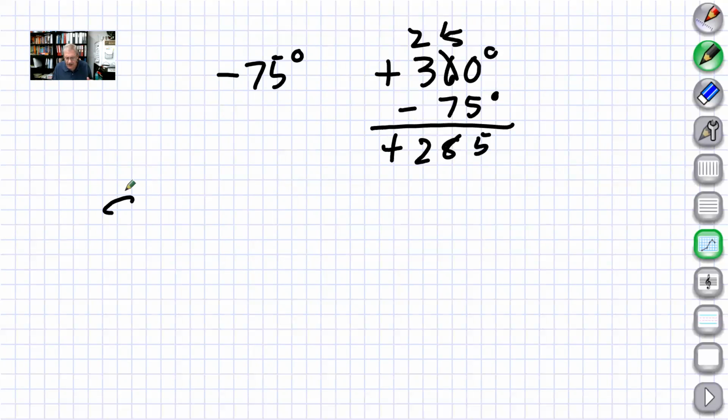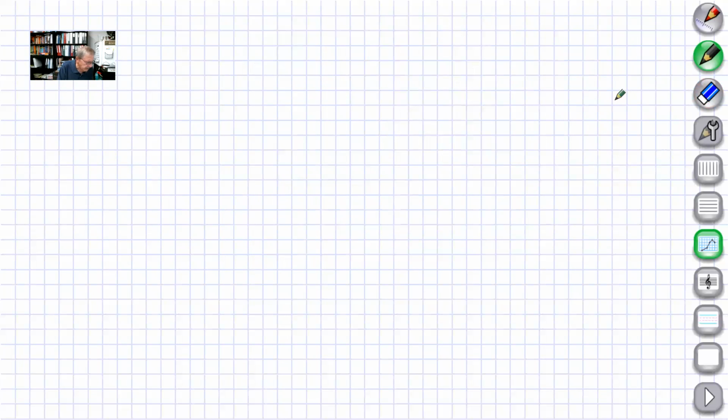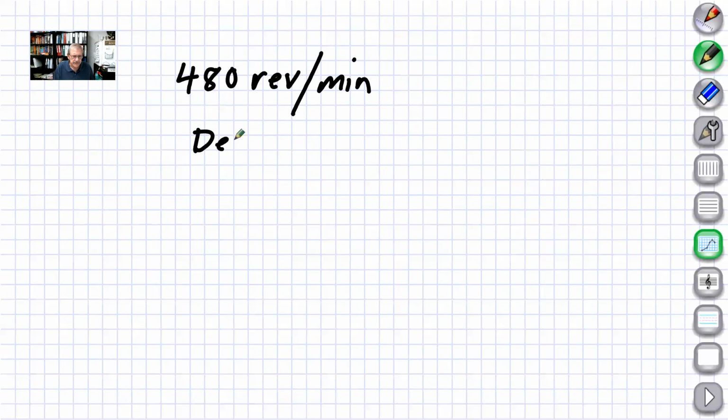So good. The last problem we have is a kind of an interesting little problem. We're looking at a CD player, and it's turning at 480 revolutions per minute. And we can abbreviate it like that, revolutions per minute. And we want to know how many degrees a point on the edge of the thing will turn in 2 seconds. How many degrees does it turn in 2 seconds? So how do we do this?